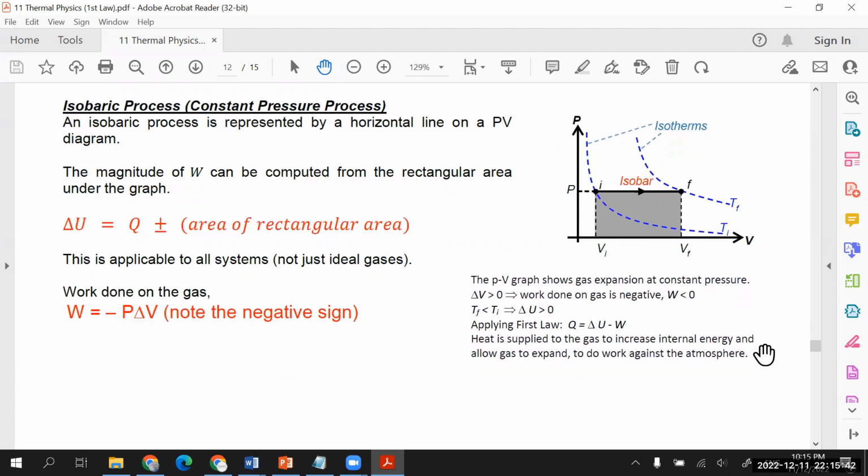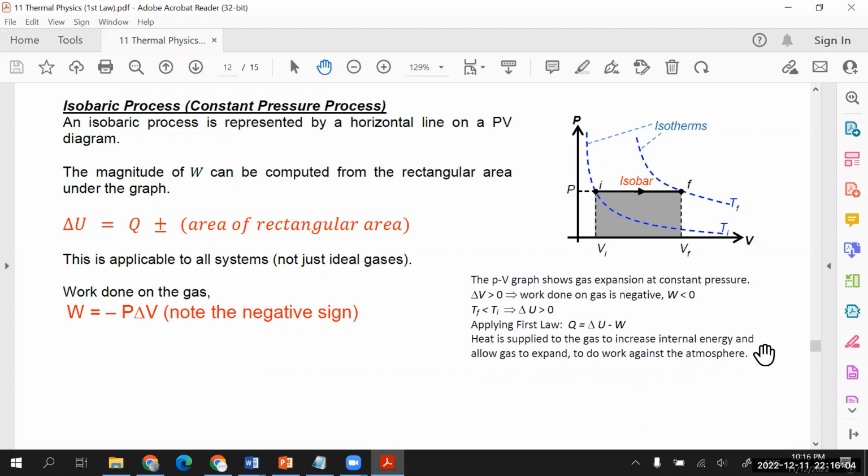Isobaric process, or constant pressure process. For a constant pressure process, the work done can be calculated very easily because the area under the graph is a rectangle. So the work done is minus P delta V. Okay, note the negative sign.